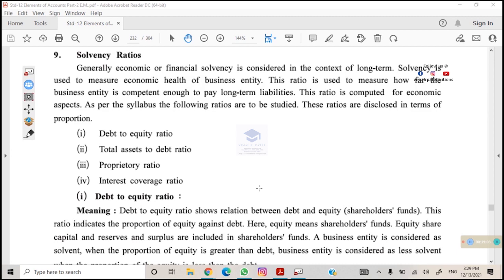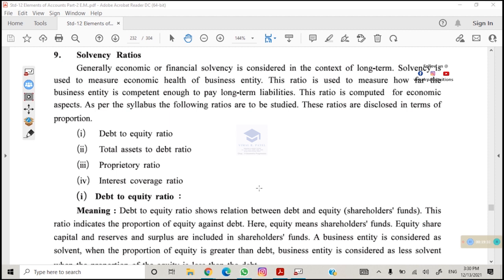Then solvency ratio. Economic or financial solvency of business is very important. So long-term solvency, financial strength, economic status, economic viability, economic health, whatever name you say. These types of ratios are used to measure how far the business is viable, competent to go in long term, to pay long term liability.